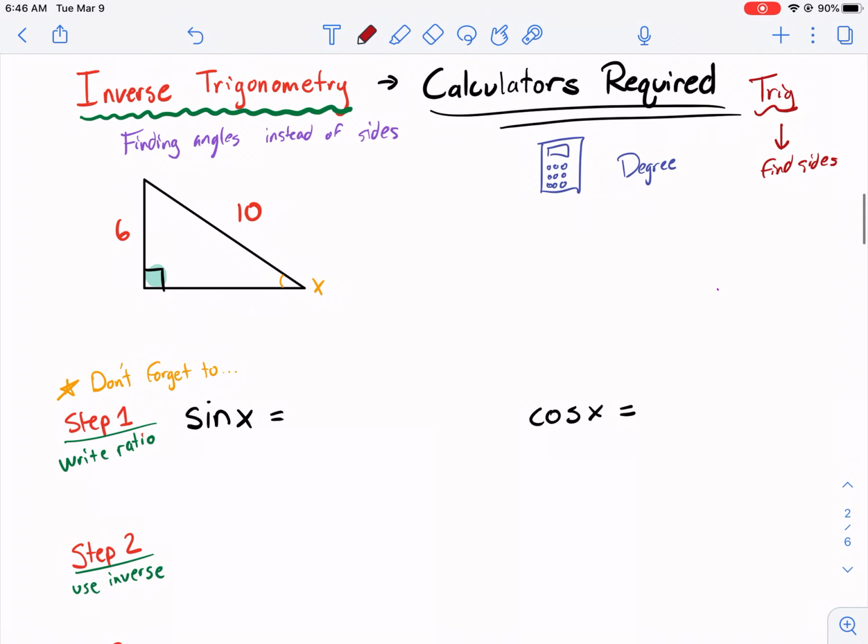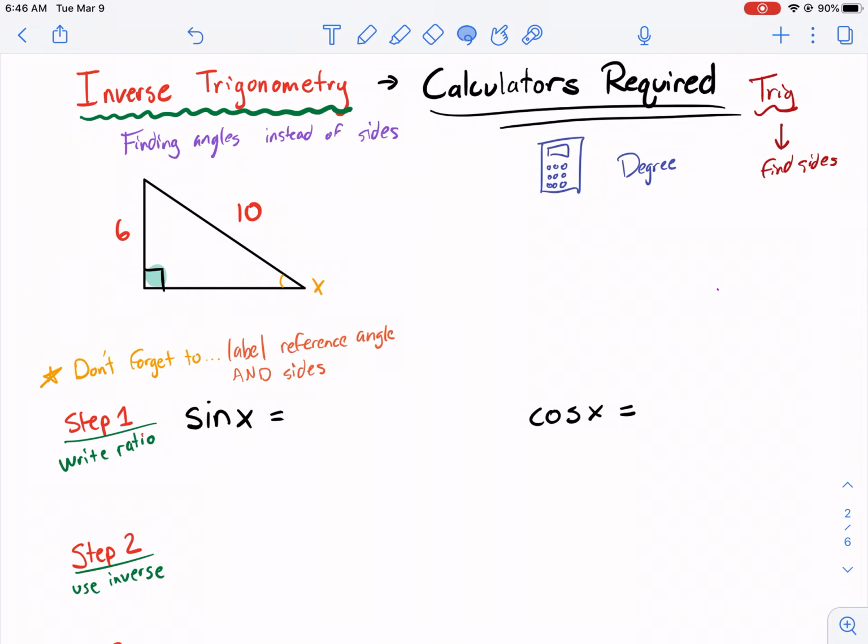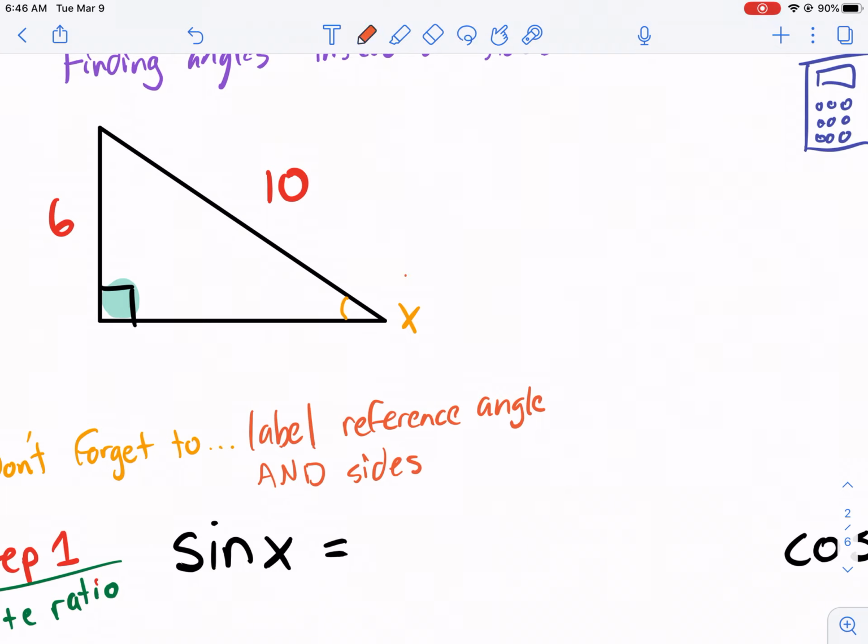Now, the same principles apply. The first thing is, don't forget to label the reference angle and sides. It's very important, because that sets up all our trig ratios. Here we have our reference angle. That one's pretty obvious. This is our reference angle.